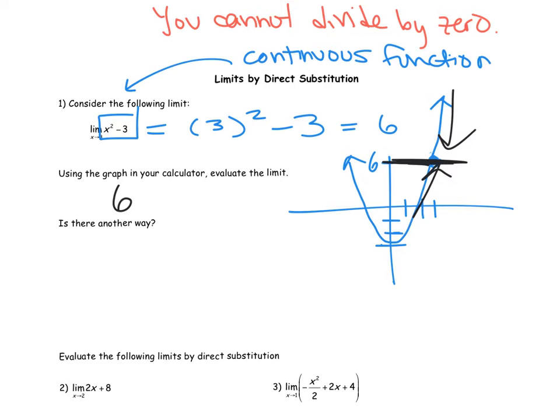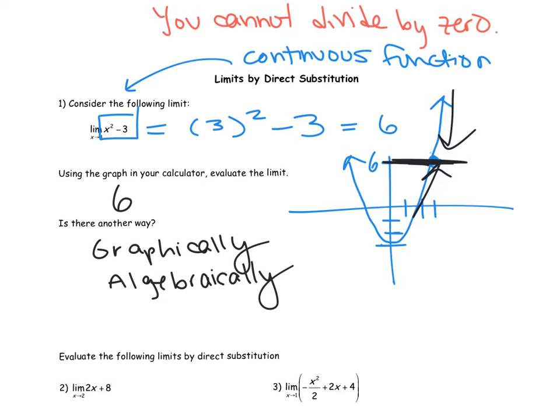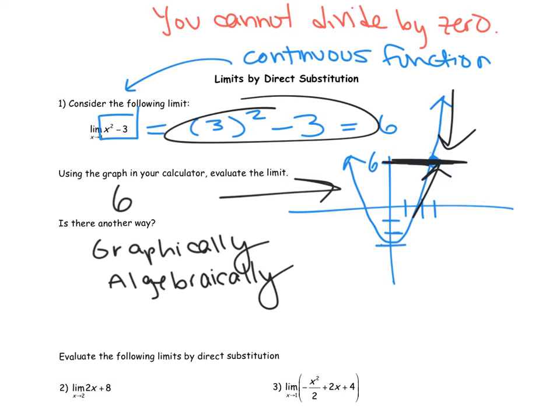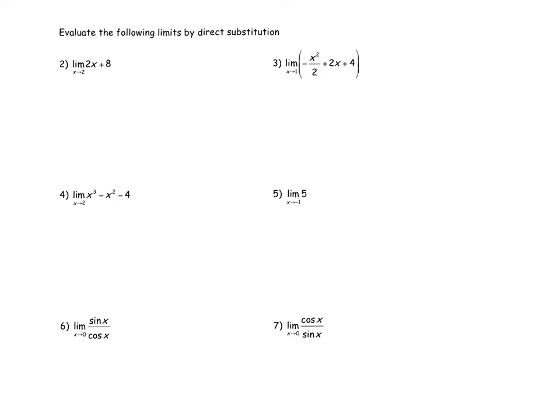Now, is there another way we could have done this? Well, we just established both methods. We have both graphically and algebraically, by directly plugging in here and then also by checking the graph to see what it looks like. All right, awesome. Let's keep going. So again, we're just going to plug in directly by doing limits by direct substitution, right?